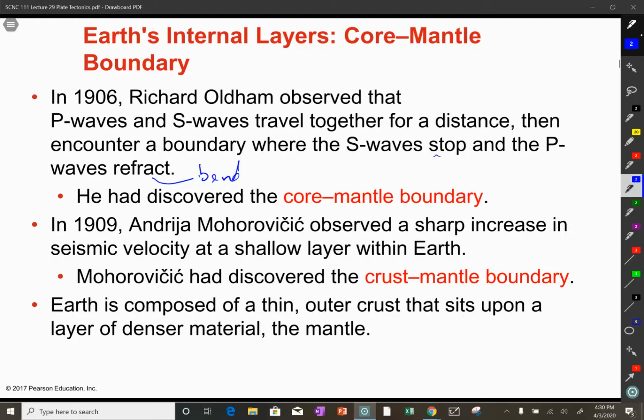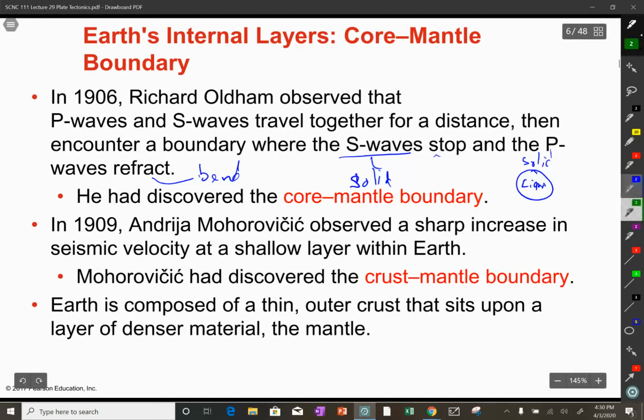And what he had discovered was a barrier where you had liquid and solid. And S waves can only travel through solid. They cannot travel through a liquid because liquids can't support a shear. But pressure waves can travel through both a solid and a liquid.